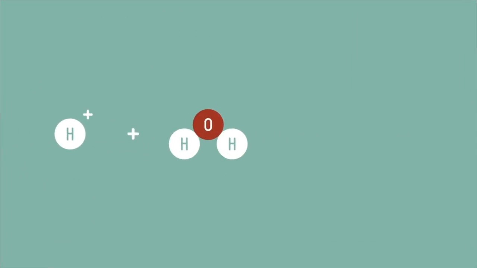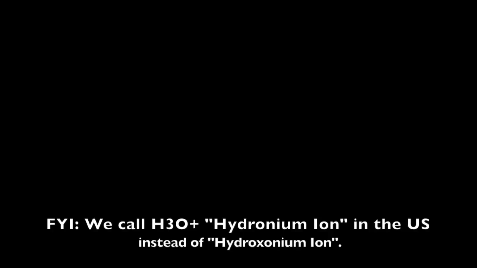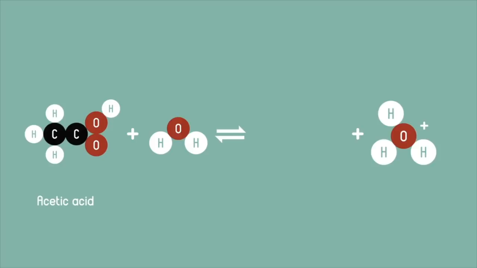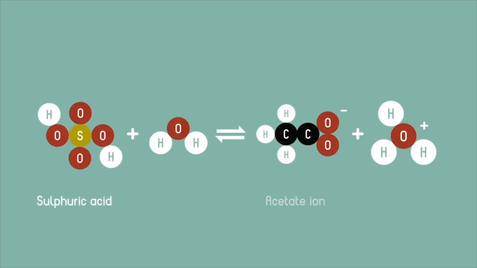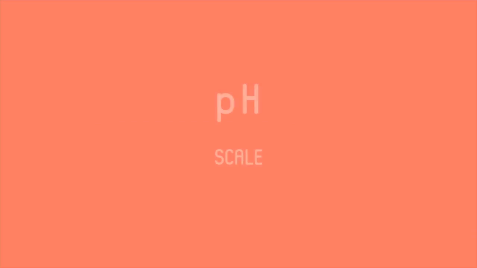In water, acids give up a hydrogen ion or proton to the water molecule, forming a hydroxonium ion, H3O+. For example, hydrochloric acid produces the chloride ion and hydroxonium ion, acetic acid the acetate ion, sulfuric acid the sulfate ion. The amount of acidity can be measured on the pH scale, a measure of the concentration of hydroxonium or hydrogen ions, little p for power or strength, and capital H for the hydrogen ion.